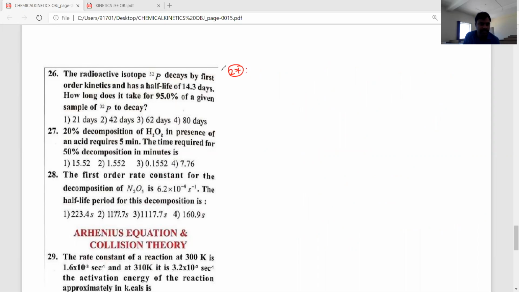27th question: 20% decomposition of H2O2 in the presence of acid requires 5 minutes. The time required for 50% decomposition. See, 50% is nothing but half-life period. T half we need to find out. For this, we have to find out K. K is equal to 2.303 by T into log A by A minus X.